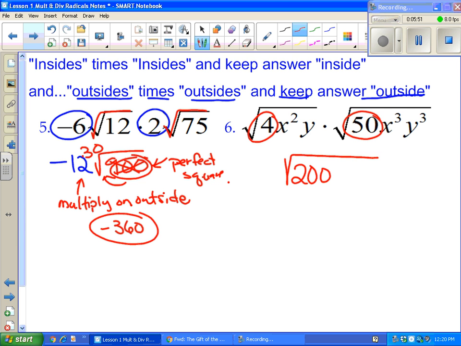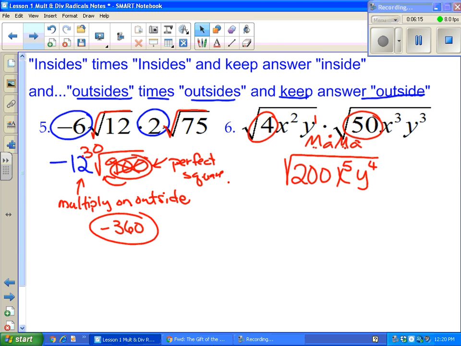When you multiply, I want you to remember the mama rule. The mama rule says multiply bigs, add littles, okay? Little numbers, exponents. So you have 2 x's here times 3 x's here. You're going to add exponents and get 5 x's. Y to the first, it's always y to the first if there's not an exponent showing, times y to the third is y to the fourth.